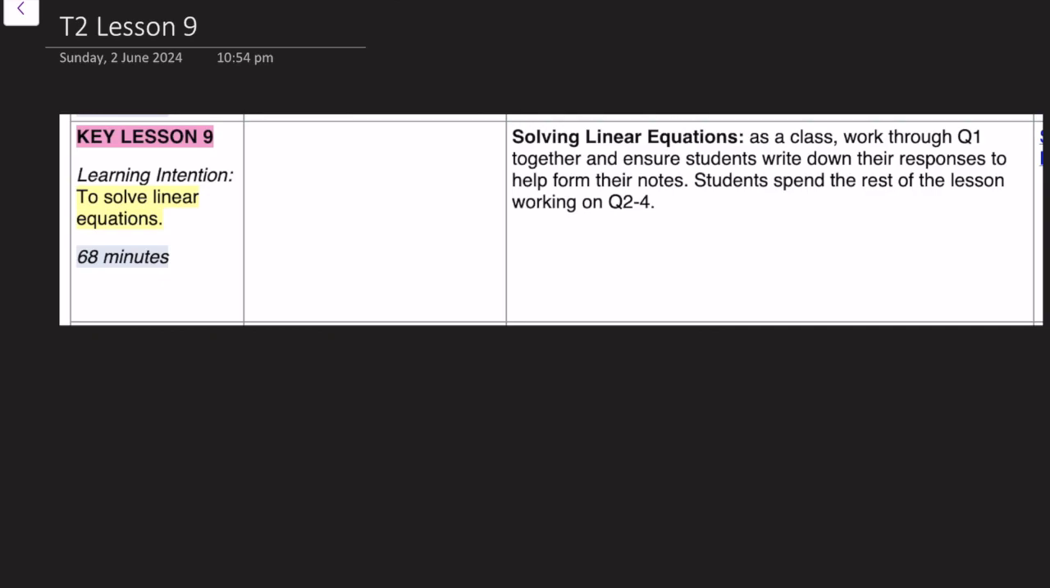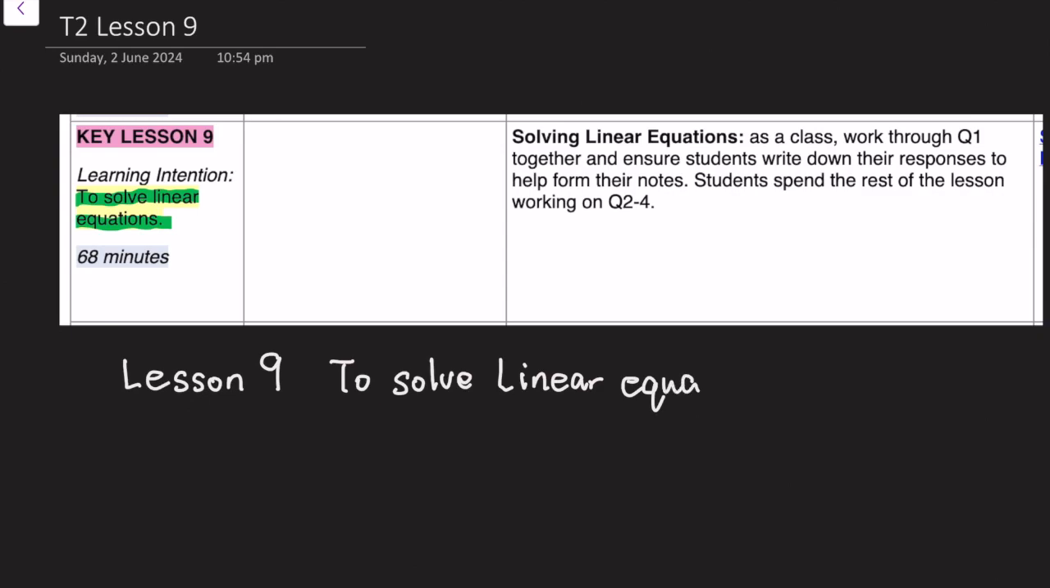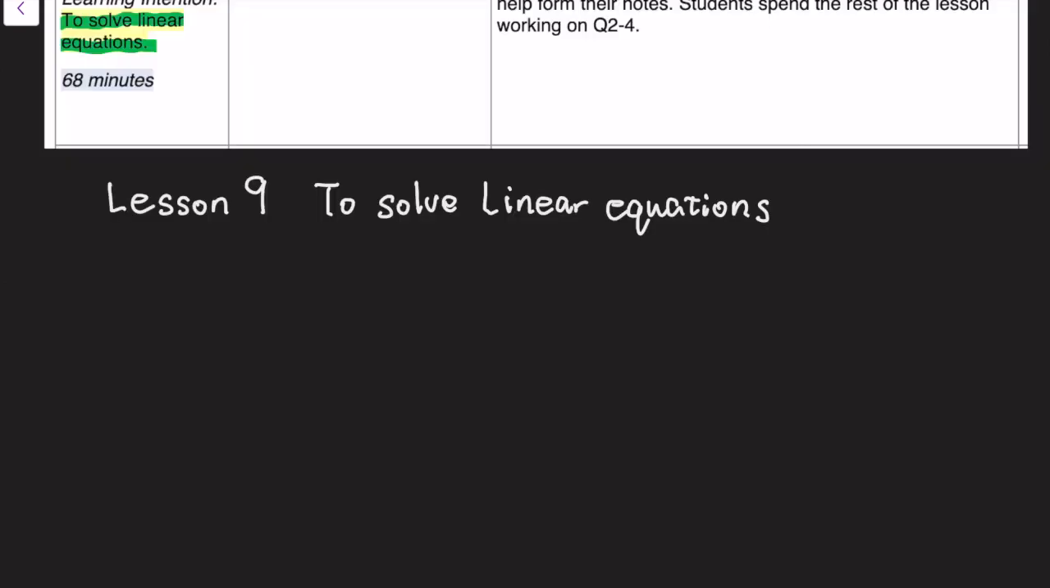Today we are going to learn lesson 9, solving linear equations. Solving a linear equation means working out the value of the unknown letter.